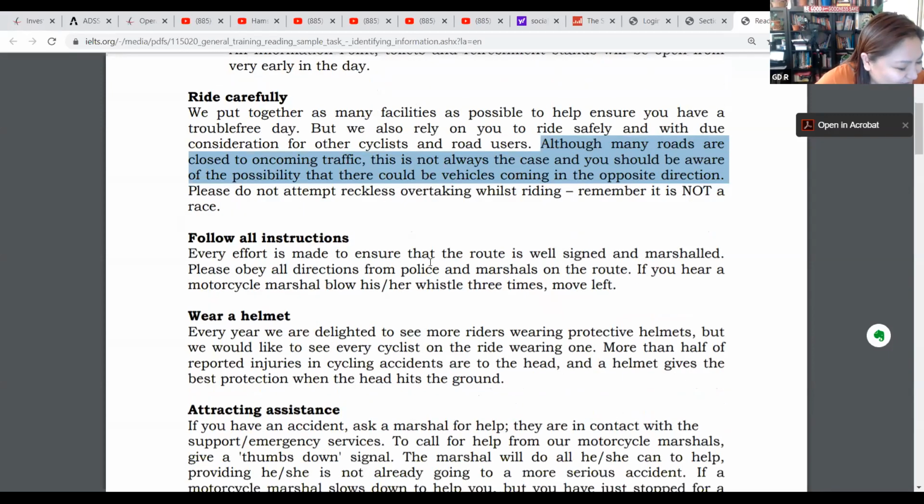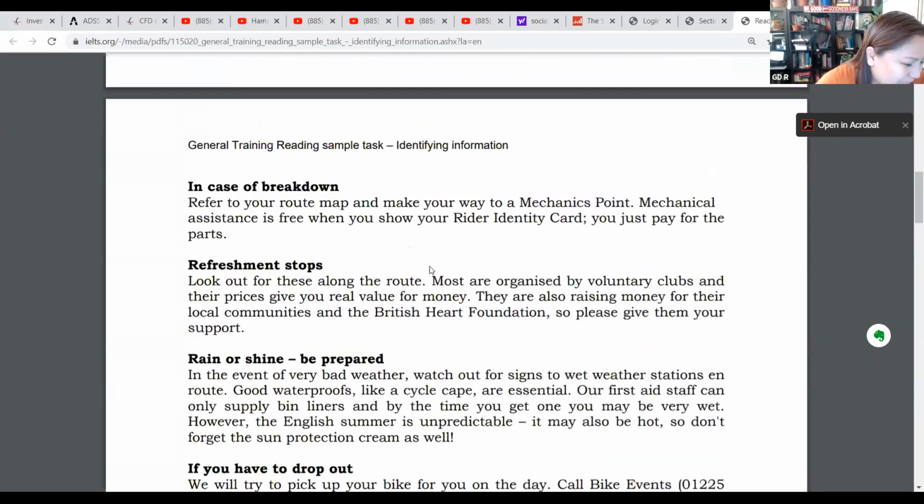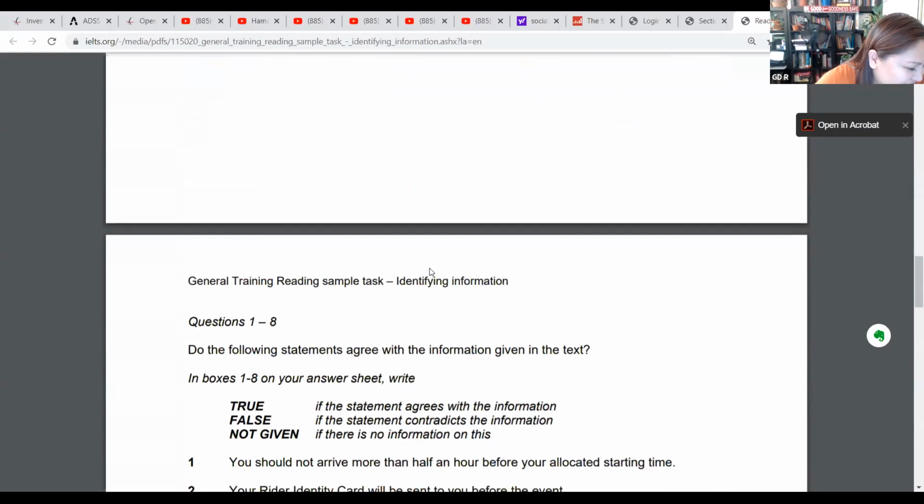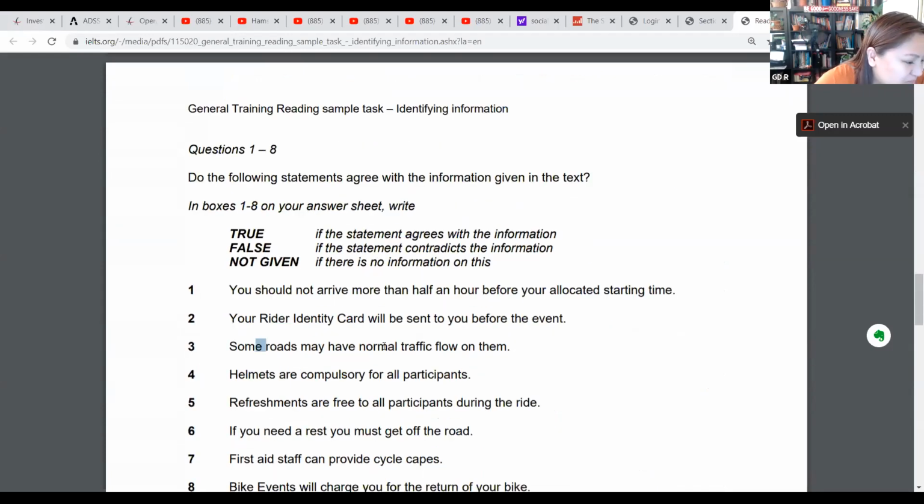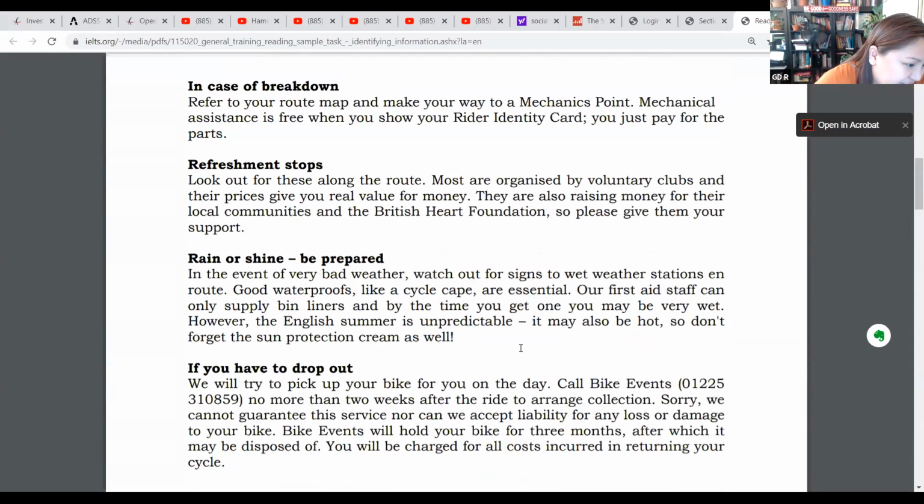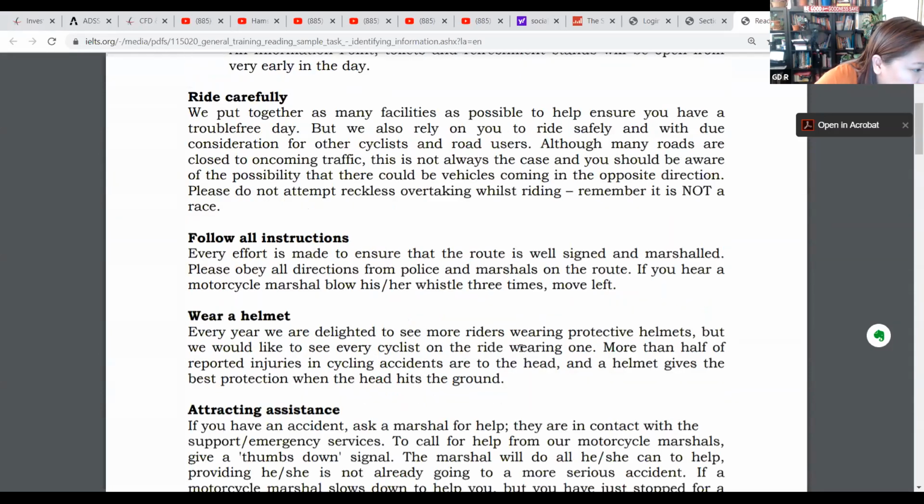So the answer to number 3 is: some roads may have normal traffic flow on them, and the passage above states that there would be vehicles coming in the opposite direction, so it's normal. So the answer is what, class?